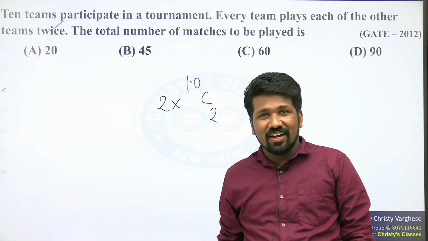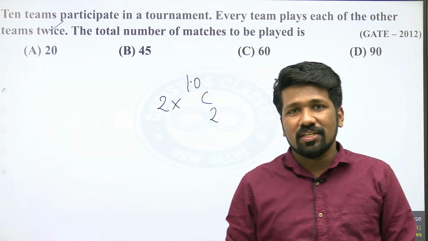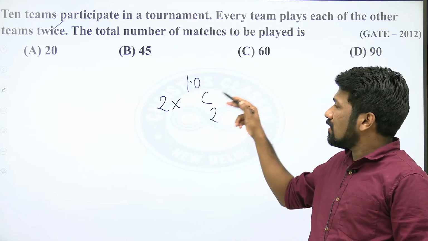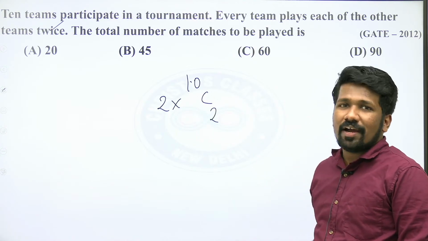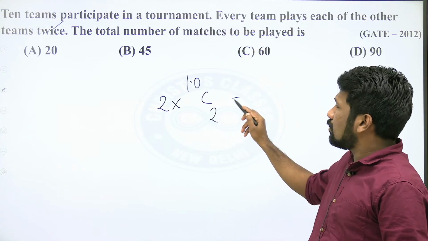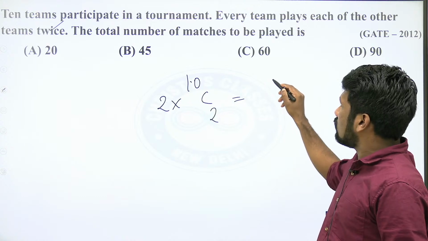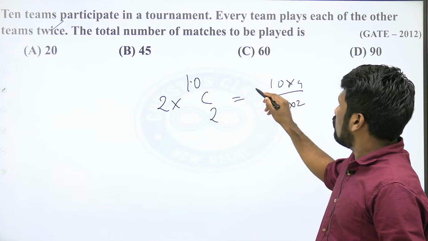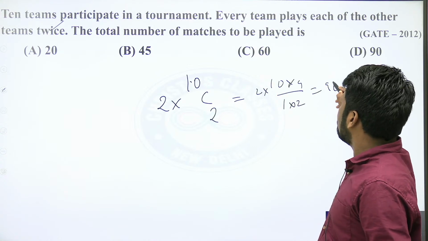Actually, this question is connecting combinations with permutation. 2 factorial times nCr is going to be nPr itself. So anyway, 2 times 10C2, that way you can do it. 10C2 is what? 10 into 9 by 1 into 2. 2 times that will be 90.